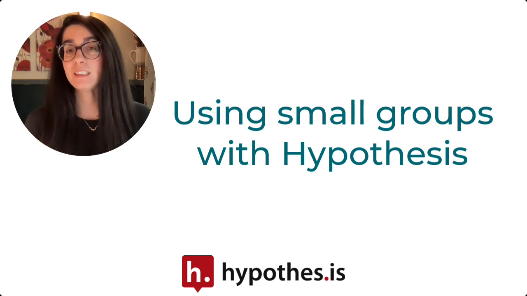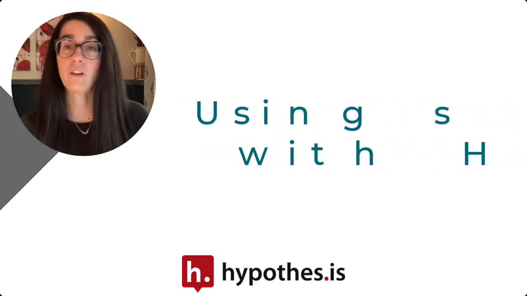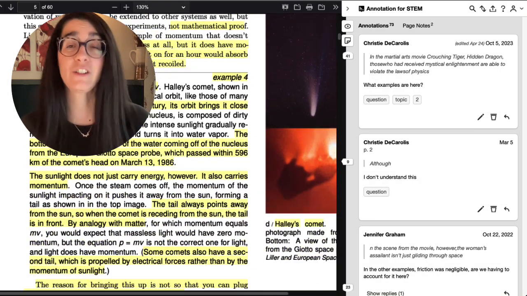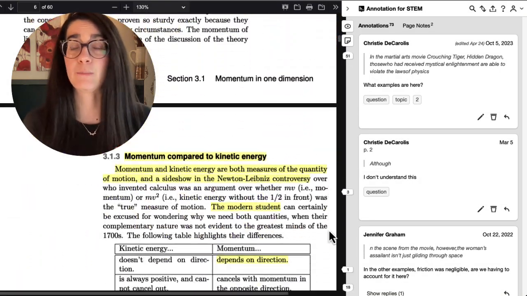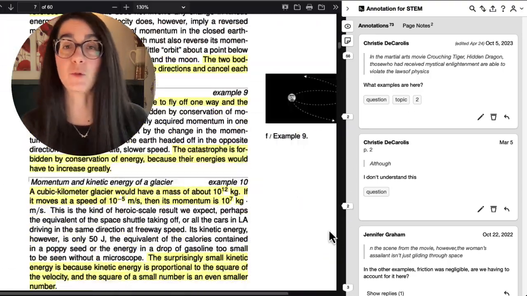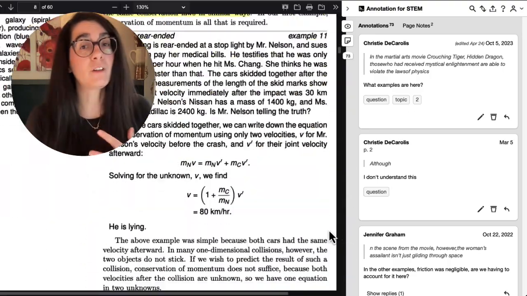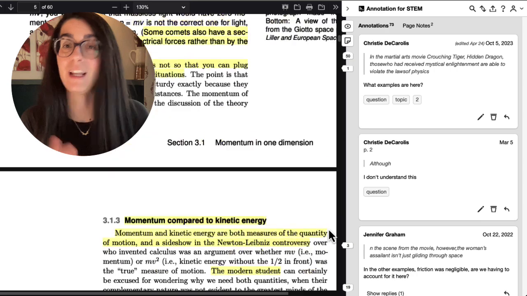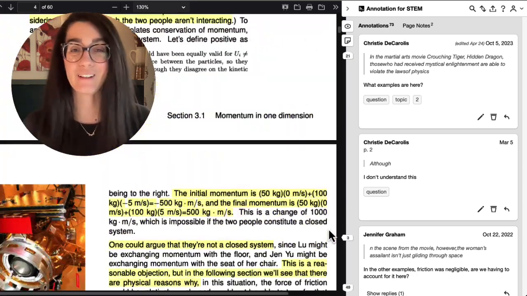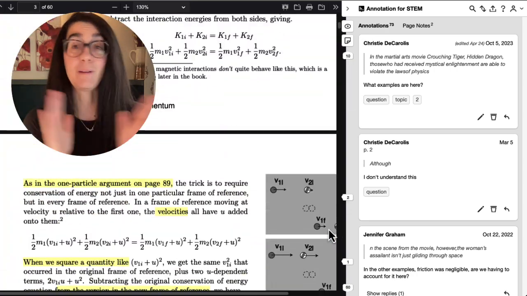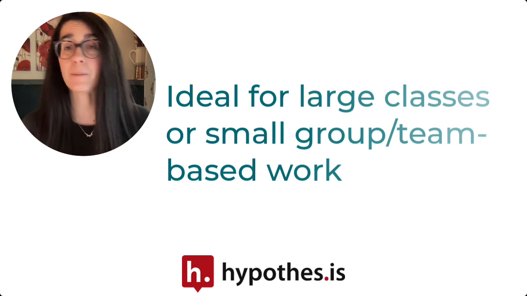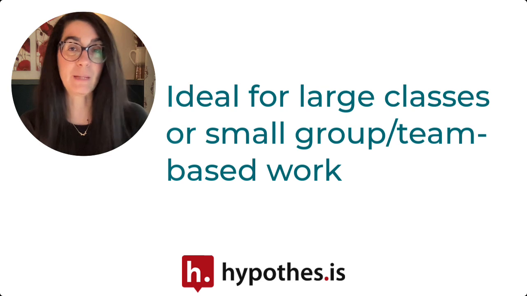So the default setting is that everyone in your class, all of the students, will see each other's annotations in a particular hypothesis-enabled reading. But if you have a large class or a short document, sometimes the annotations can get a little bit crowded and there can be lots of highlights in the document, which some people find distracting. Some instructors also prefer that their students work in small groups or small teams throughout the term.